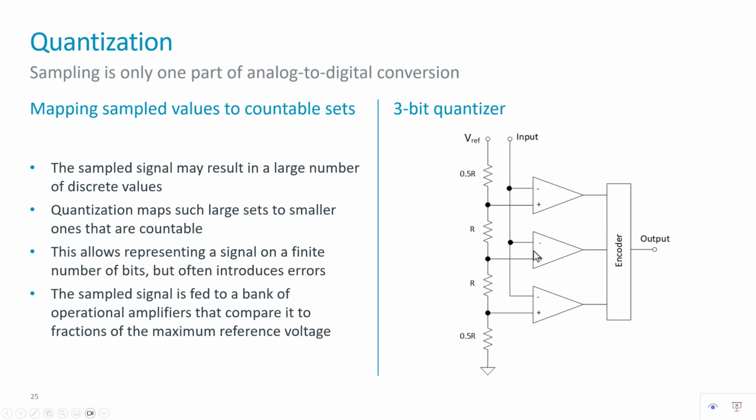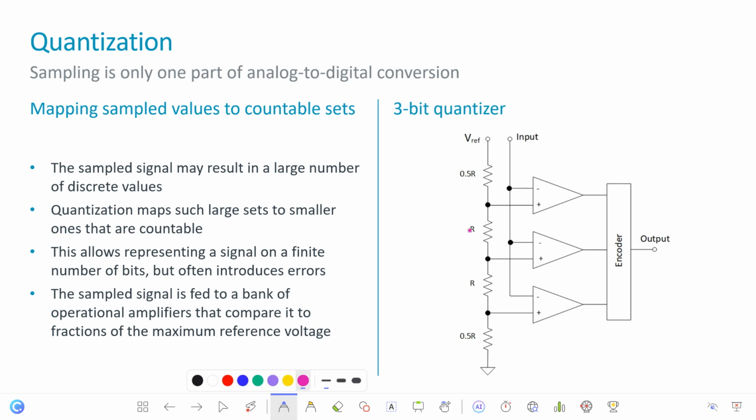So if we take a look at this circuit now, this is a schematic of a 3-bit quantizer that uses comparators to match the input to one of 8 possible voltage levels in the range of 0 to the reference voltage. If we take a look here, we will see that we have 3 operational amplifiers. What does that mean? That means I have 2 to the power 3, which is equal to 8. That means any signal, I can take 8 levels of voltage to represent it in a discrete way. So this is from V0 up to V7.